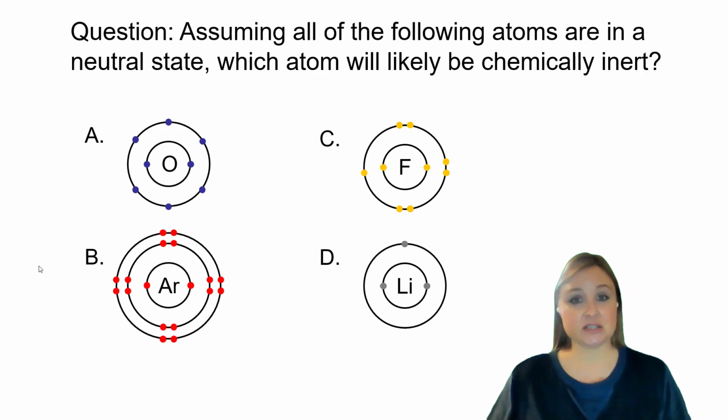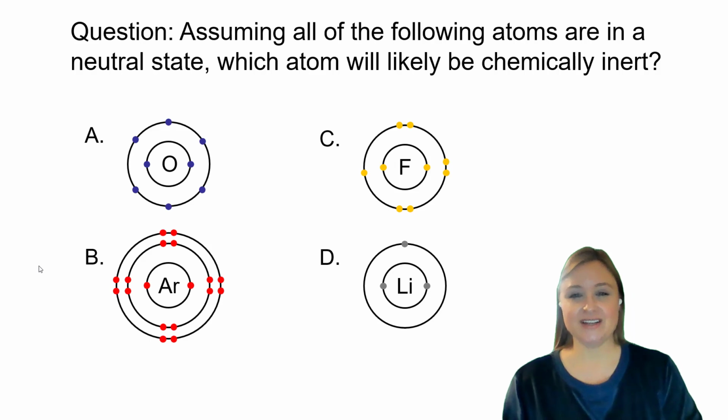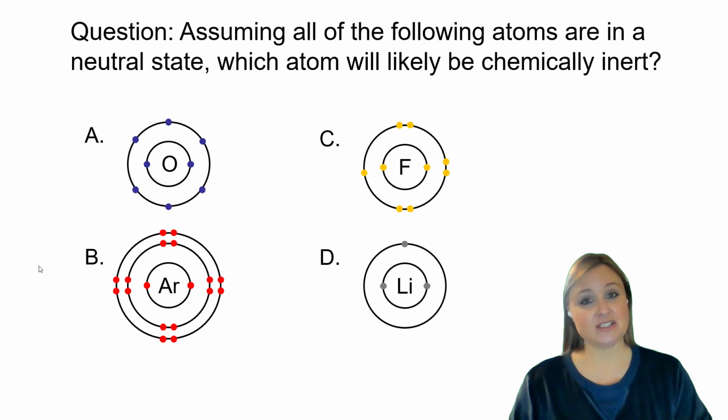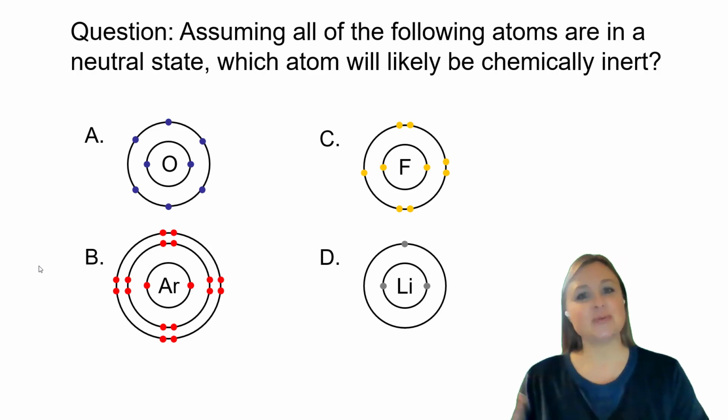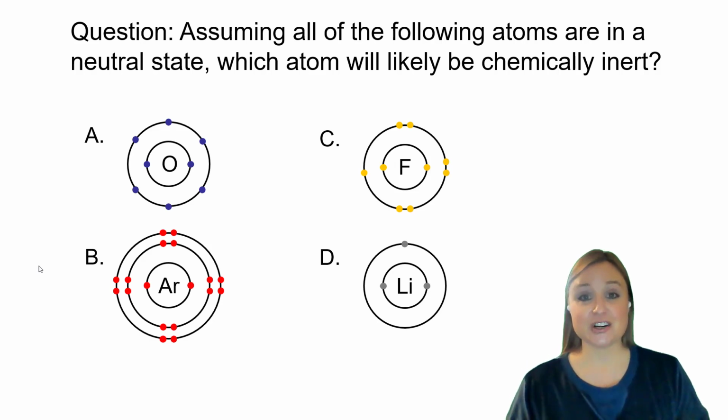But let's take a look at C and D just to make sure that the other answers don't make sense for being inert. In C, we have fluorine. Fluorine has 2 electrons in the first shell and then 7 electrons in the second shell for a total of 9 electrons. So because it has 7 electrons in its valence shell, it has room for 1 more electron, so it's not going to be inert. And in D, we have lithium. Lithium has 3 protons and thus 3 electrons when it's uncharged. So that means 2 in the first shell and 1 valence electron. So that's 1 out of 8. So certainly lithium will be very reactive, trying to fill that outer shell.